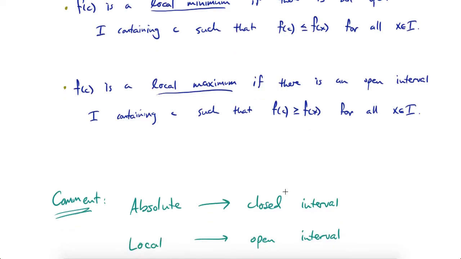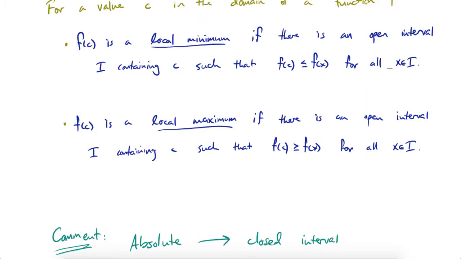One comment here is that absolute maxes and mins deal with closed intervals, right? That's sort of what you want in terms of guaranteeing the existence of a max or a min. But the definition of local maxes and mins relies on open intervals, right? So if you go up here and look, there is an open interval. There is an open interval.